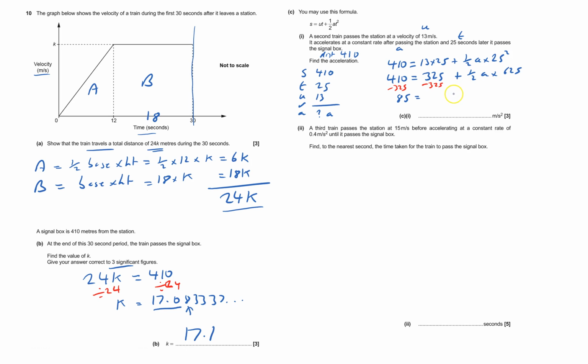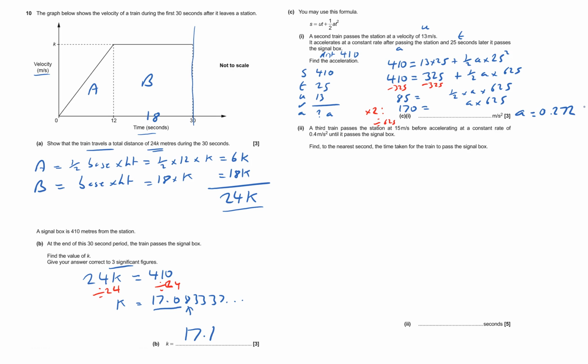just this bit over here. So it's a half times A times 625. I'm then going to get rid of the half, so I'm going to times both sides by 2, and that will give me that 170 equals A times 625. I don't want A times 625, so I'm going to have to divide both sides by 625, and that will say that A equals 170 divided by 625, which is 0.272. So that's done that first bit.